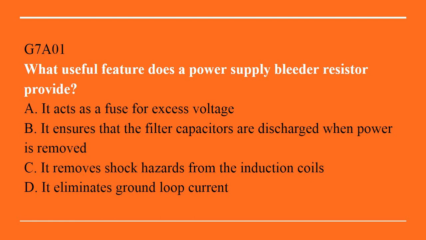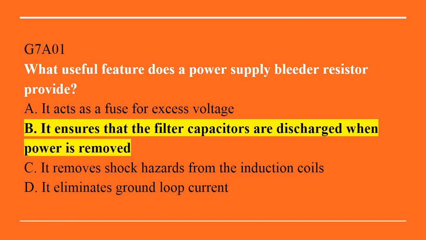G7A01, what useful feature does a power supply bleeder resistor provide? A, it acts as a fuse for excess voltage. B, it ensures that the filter capacitors are discharged when power is removed. C, it removes shock hazards from the induction coils. Or D, it eliminates ground loop current. Answer is B, it ensures that the filter capacitors are discharged when power is removed.